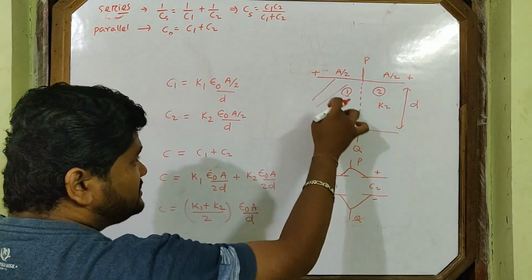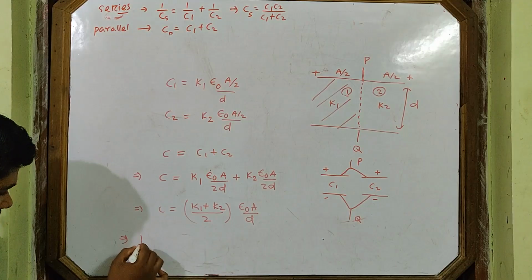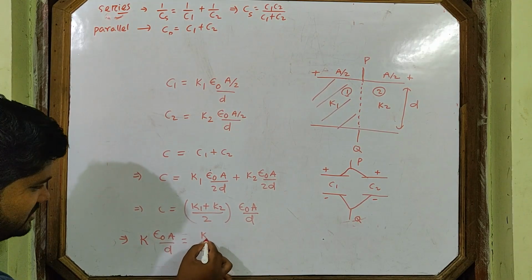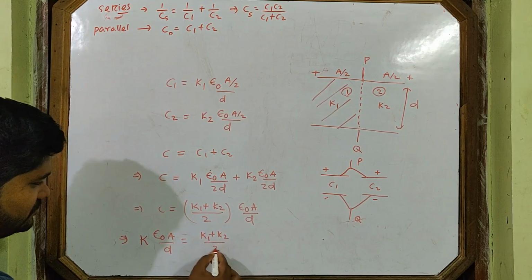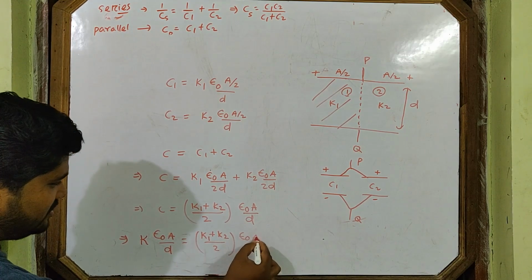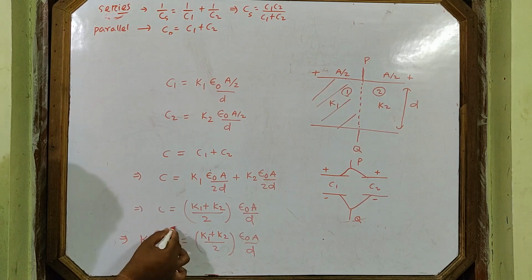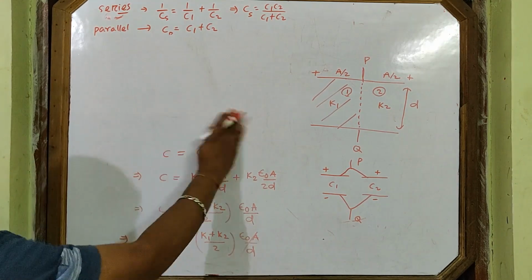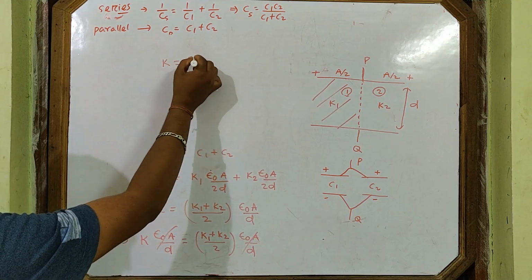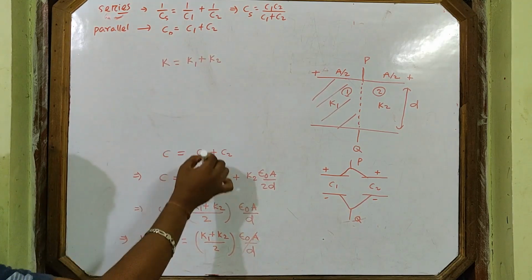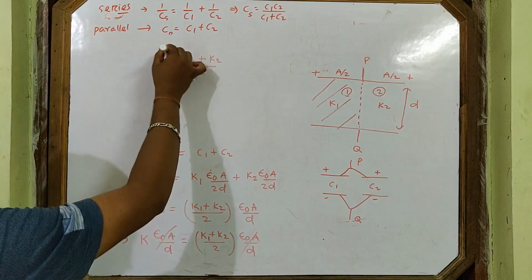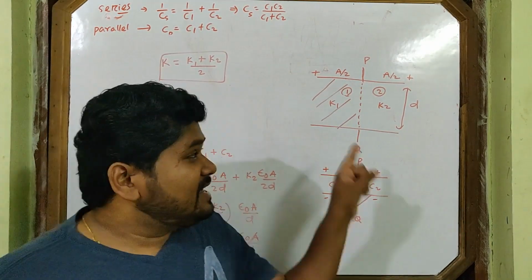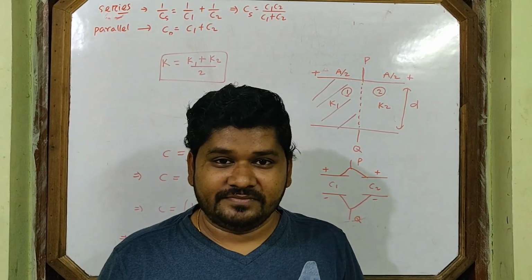Suppose this is one dielectric. You just take it as one dielectric of dielectric constant K. So this one answer is K1 plus K2 by 2, whole into epsilon naught A by D. Then this is cancelled. What is the equivalent dielectric constant now? You see, K is equal to K1 plus K2 by 2. This is the equivalent dielectric constant if the dielectric is taken like this, dividing the area of the plate.